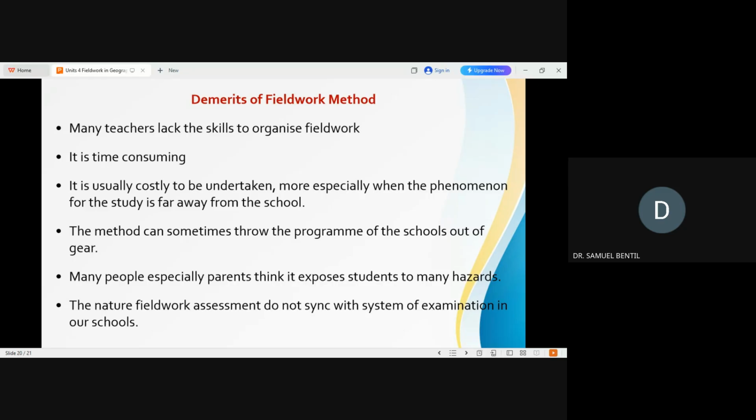And in the system of examination that we are so much interested in, exams, it may not sync well with fieldwork. So these are some of the demerits so far as fieldwork is concerned.